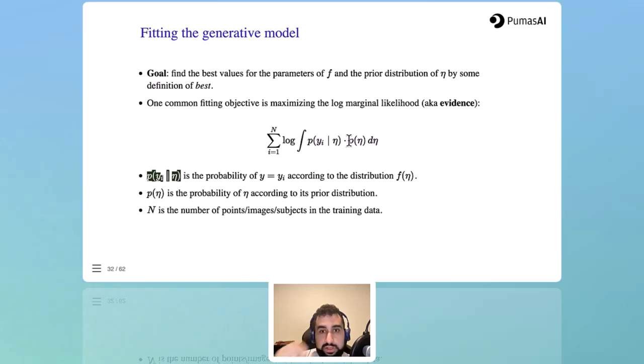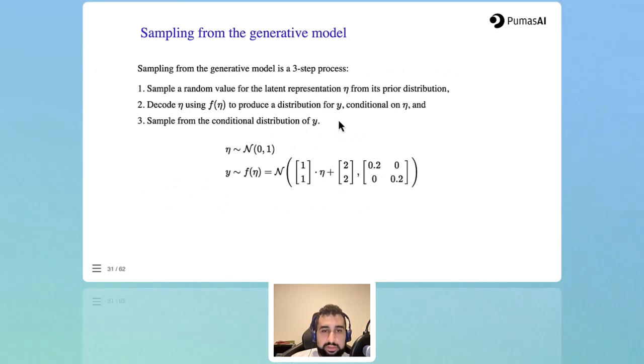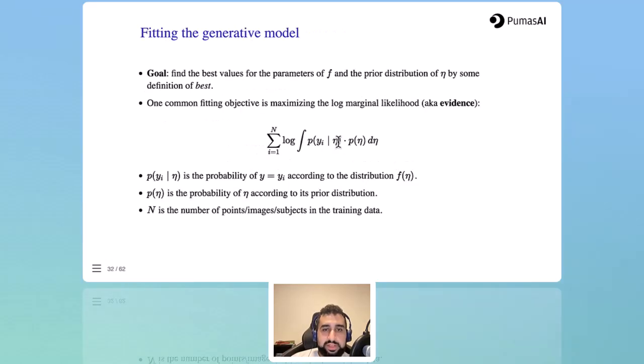Now, this term here is basically the prior distribution, or the probability of eta according to its prior distribution. So again, let's go back to this example. The prior here is a univariate Gaussian in this case. And if I have an eta of 0.1, for example, the probability that eta is equal to 0.1 is the probability density function of this standard Gaussian, or this univariate normal distribution, at eta equals 0.1. So I would just need to write down the probability density function for this distribution and then substitute eta equal to 0.1 to get this value here, right?